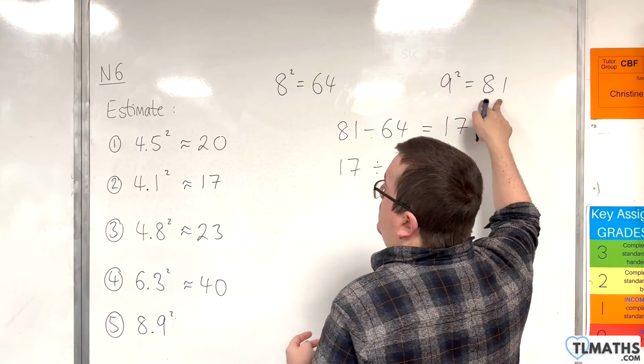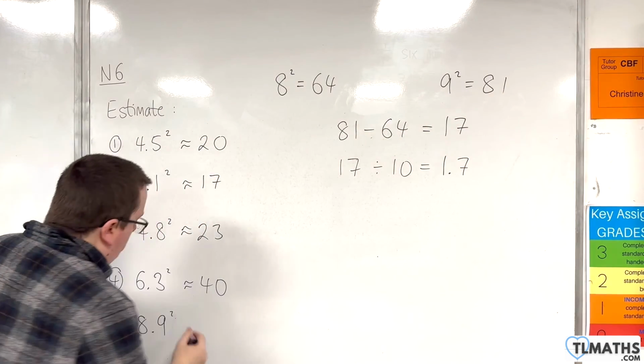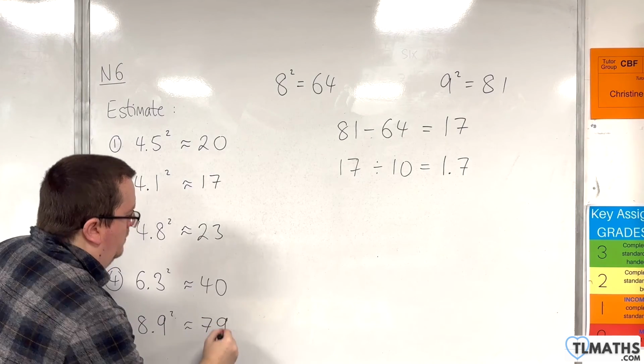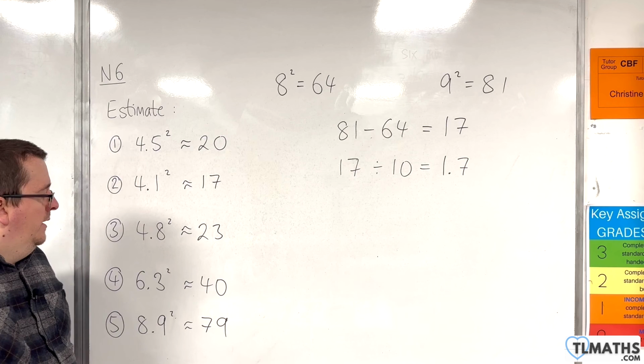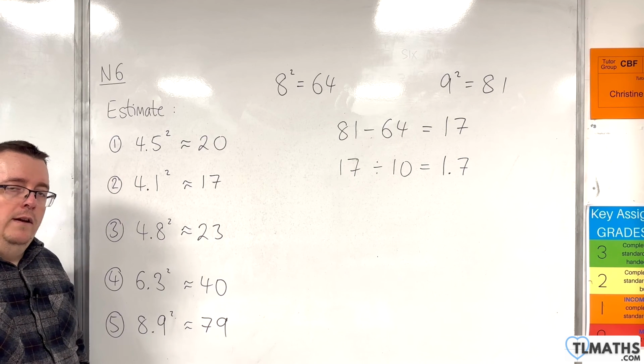So 2 down from 81. So let's say it's about 79. Okay? And so that is how I can estimate squaring a value like this.